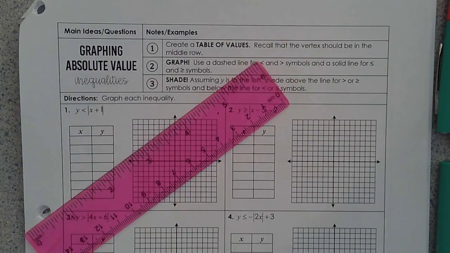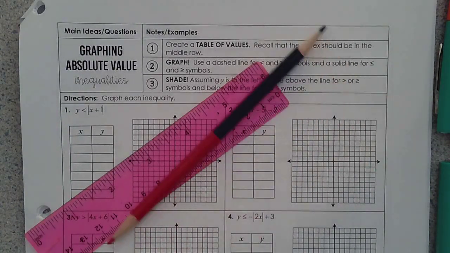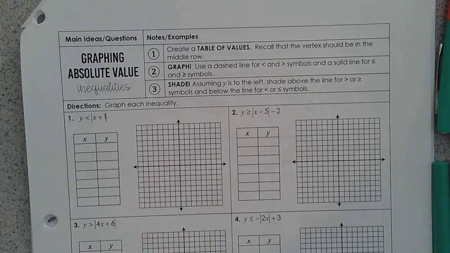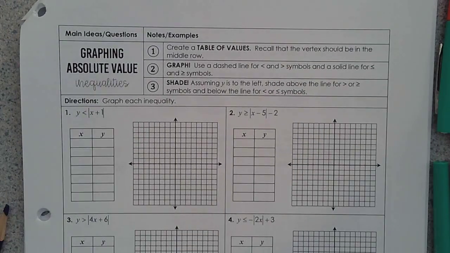So you need a straight edge. You need a colored pencil. It does not have to have two sides. It can be any color you choose. If you don't want to use a colored pencil and you want to shade with your pencil, that's totally fine with me. And make sure you've got your calculator handy.